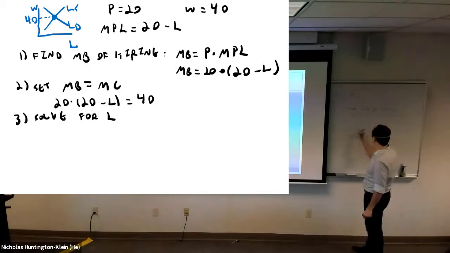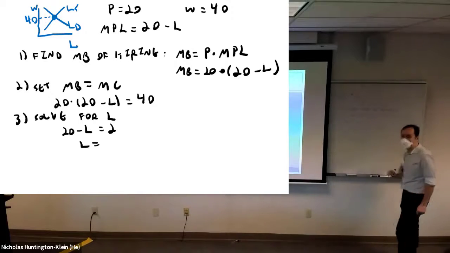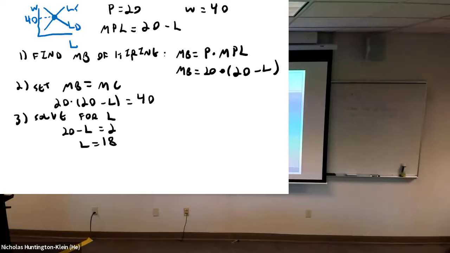So we can solve this out, divide both sides by 20. We get 20 minus L equals 2, and L equals 18. So the optimal number of people to hire here is 18. Is that right? Yeah.